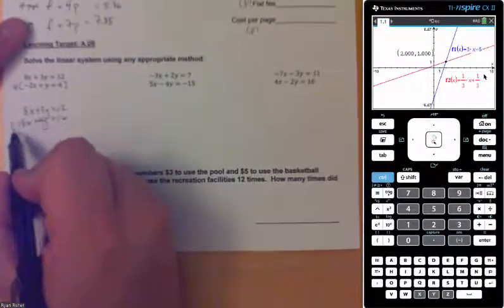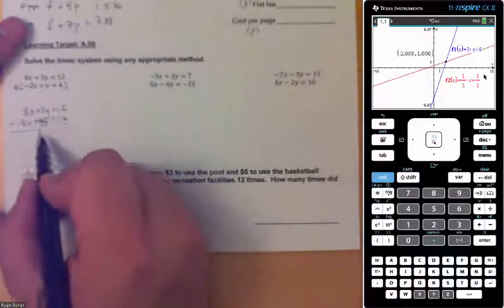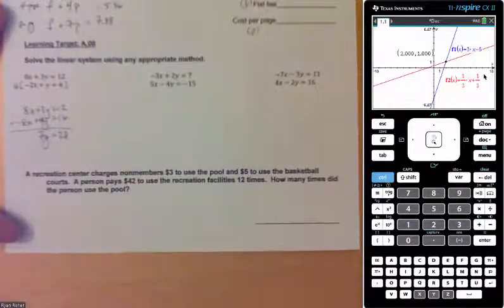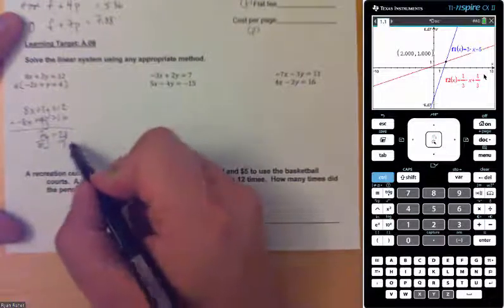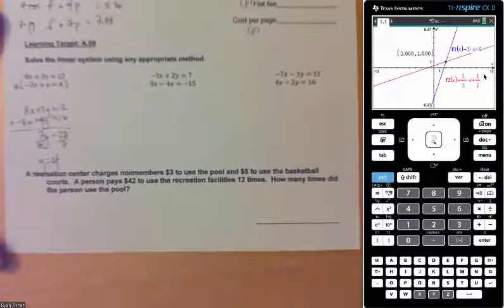Now when I add these equations together, I get no x's. 3 plus 4 is 7 y's. 12 plus 16 is 28. And well, I get y by itself pretty efficiently. Divided by 7, y is 4. Once I know y, I can find x.